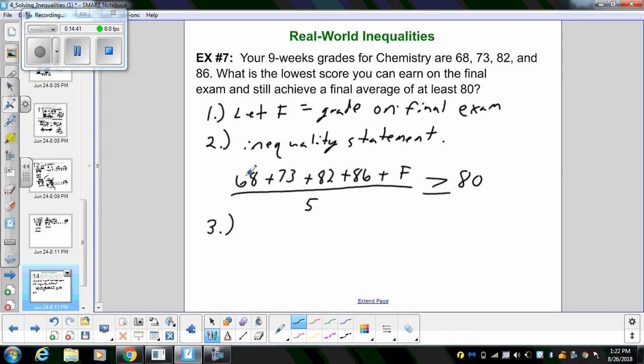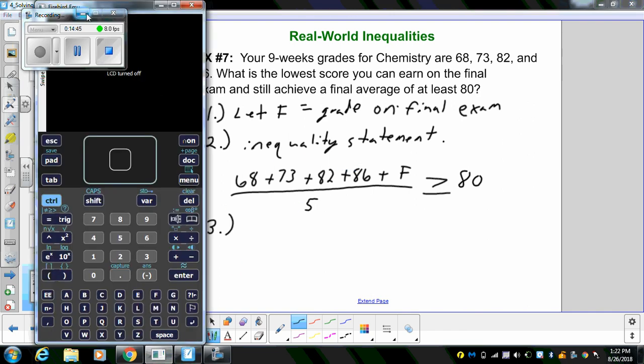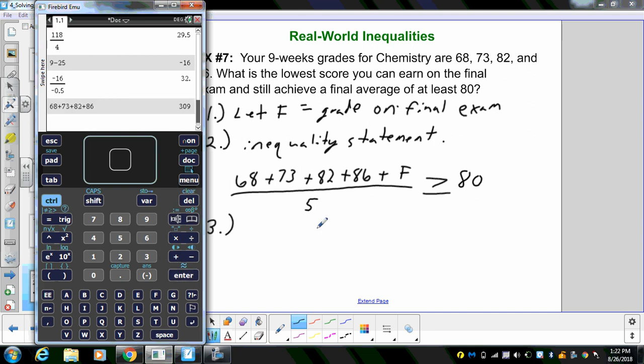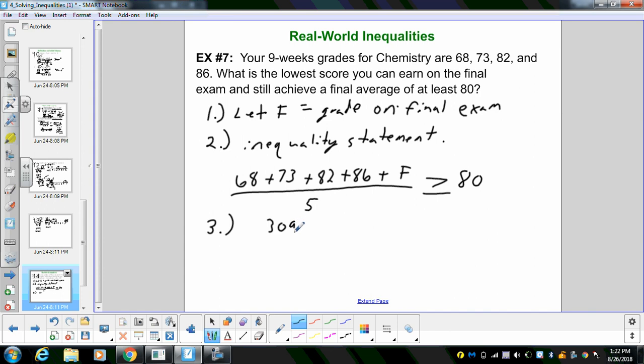So the very first thing we'll do is go ahead and add up all these numbers. So get my handy dandy calculator out. Let's see, I'm going to do 68 plus 73 plus 82 plus 86. Hit enter and I get 309 plus F, over 5, is greater than or equal to 80.